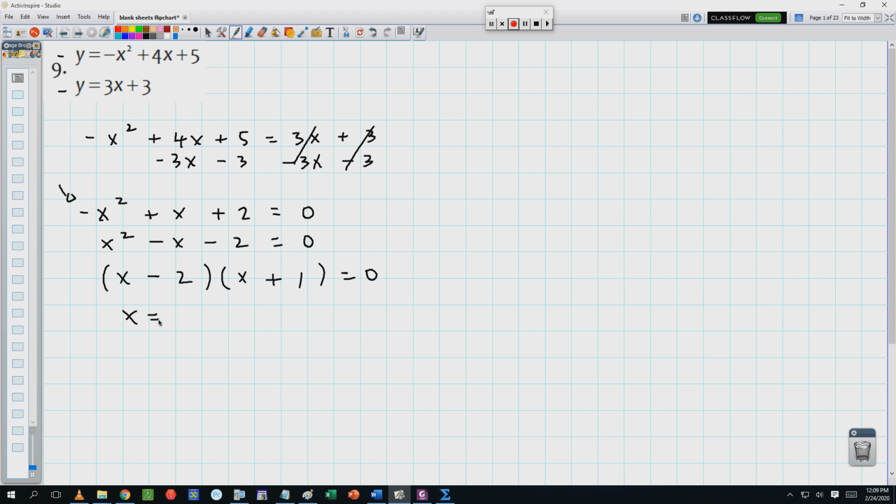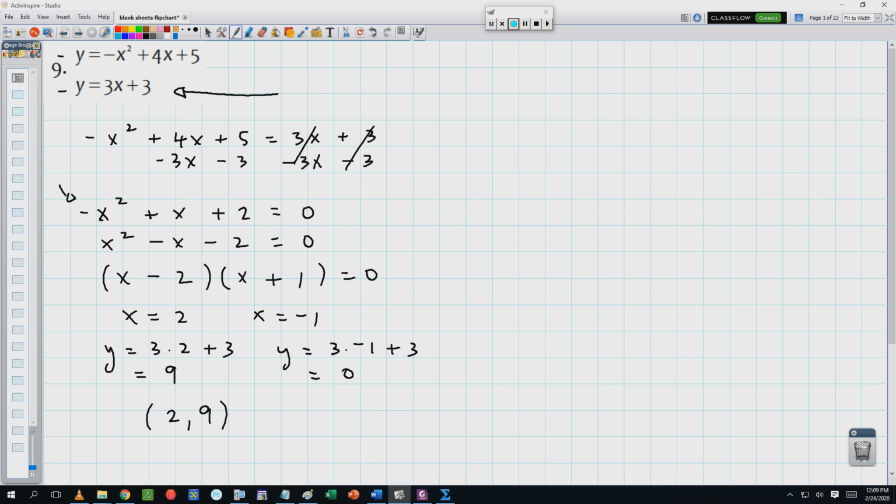X minus 2 is equal to 0 will give us a plus 2. X plus 1 will give us a minus 1. I need to figure out what the y is. So I go back here to this one, which will be easier to work with, and say y is equal to 3 times that x, 2, plus 3. 3 times 2 is 6, plus 3 is 9. That's one of our solutions. Some of these problems will have one solution, some will have two solutions. Y is equal to, here for the second x, 3 times negative 1 plus 3 again. 3 times negative 1 is negative 3, plus the 3 is 0.